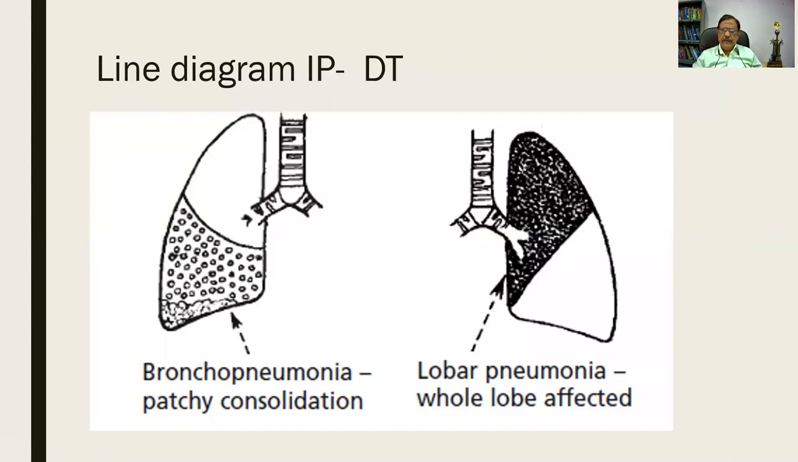Again, a wonderful diagram. In a lobar pneumonia, you find the entire lobe is involved, and here all the round small circles are the pneumonic areas, and they are filled with purulent material. Separated by the white area, which is normal. So this we call patchy areas of consolidation.